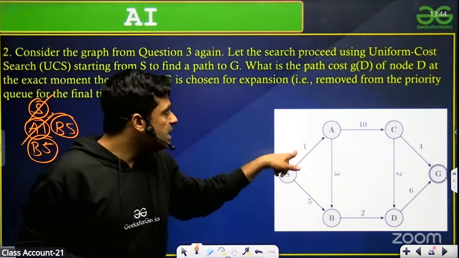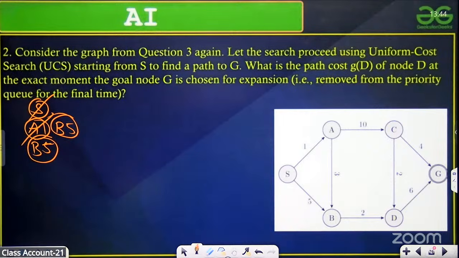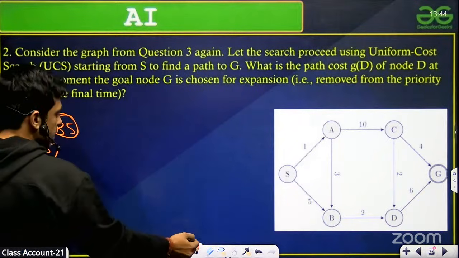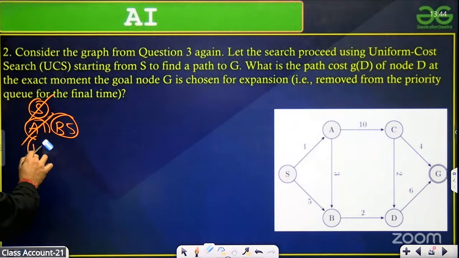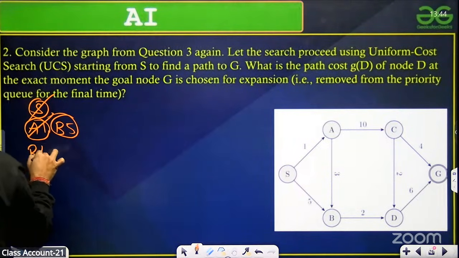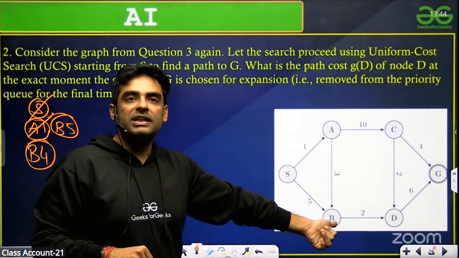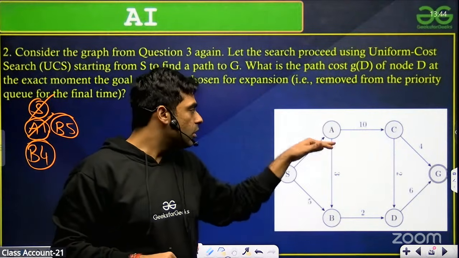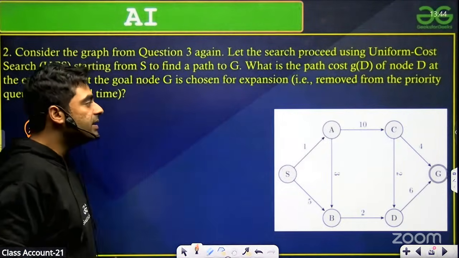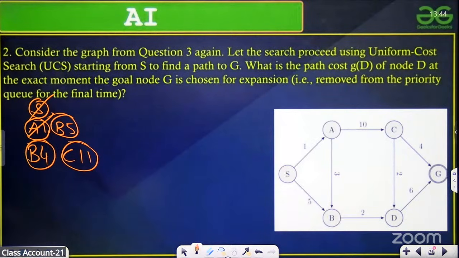Now B can be reached at a cost of 4, and here I am reaching it at a cost of 5. So I would update B5 by B4 here, because I have a shorter path to reach B. A has one more child, that is C. So C comes to 11. That is C11.